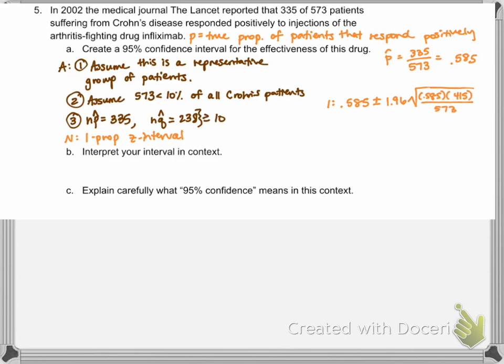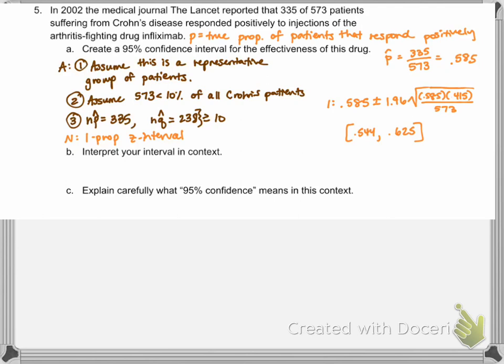So you're going to build your interval starting from your p-hat, starting from 0.585. You're going to add and subtract the z-critical that goes with 95% confidence. Now, if you don't remember how to get that, I thought I drew a picture, but I must not have.